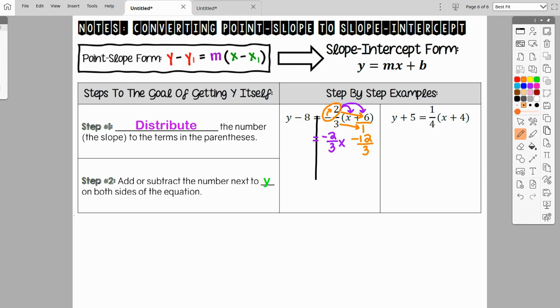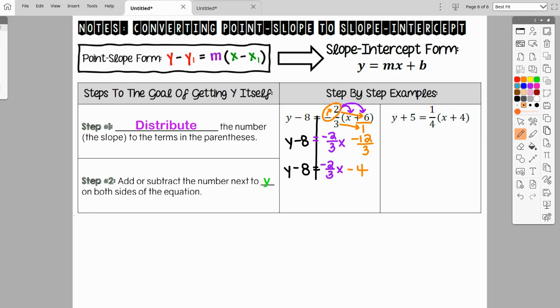From here, now that I have one number in the top of my fraction, 1 in the bottom, I go ahead and divide that down. Negative 12 divided by 3 is a negative 4. I bring down the y minus 8 because I didn't do anything with that yet. That's in step number 2. I also leave the negative 2/3 in front of x as my slope.